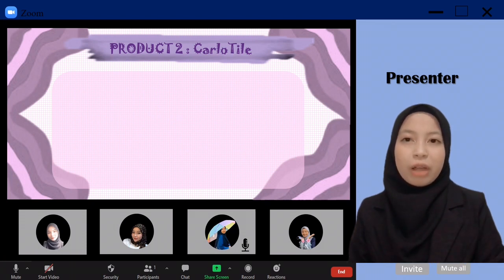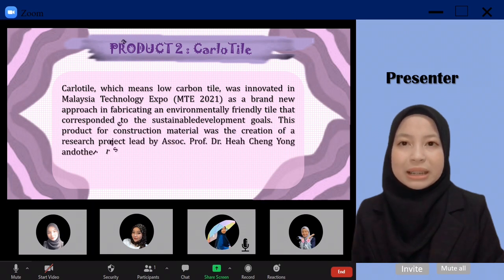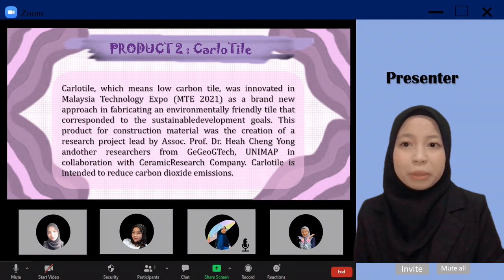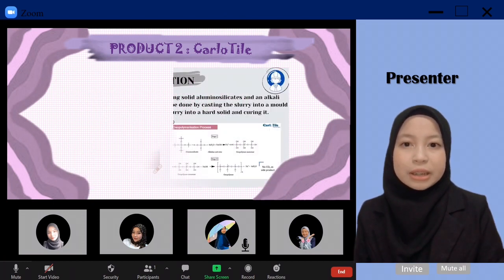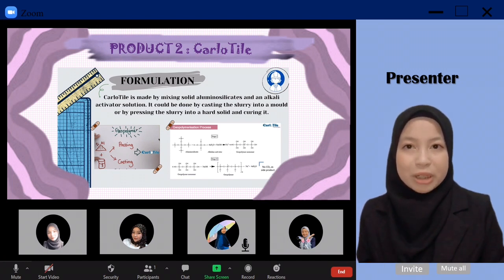For the second product of our group, we choose Color Tile. Color Tile, which means low carbon tile, was innovated in the Malaysian Technology Expo MTE 2021 as a brand new approach in fabricating an environmentally friendly tile that corresponded to the Sustainable Development Goals. This product for construction material was the creation of a research project led by Associate Professor Dr. Hayacheyo and other researchers from GGOTech UNIMAP in collaboration with Ceramic Research Company. Color Tile is intended to reduce carbon dioxide emission.